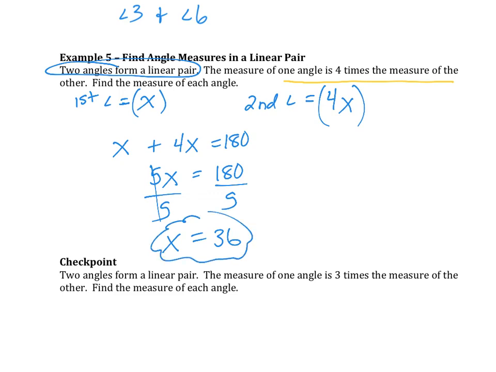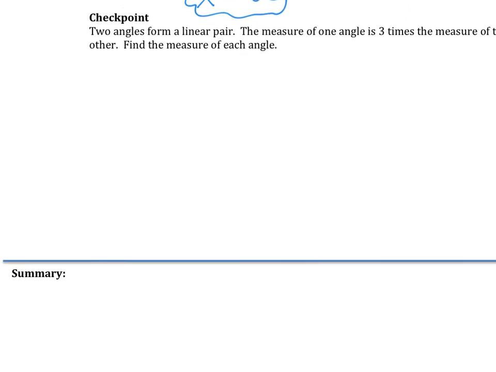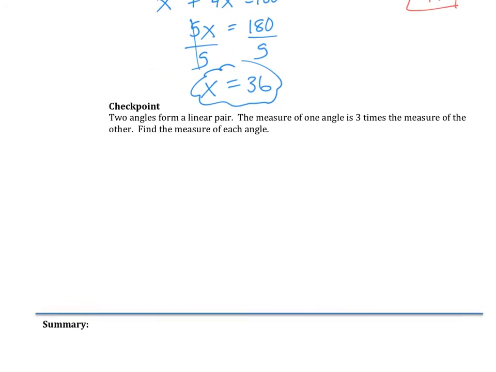So we want to find out how big are the 2 angles. Well, the first angle is x, so the first angle is 36 degrees. The second angle is 4x, so it's 4 times 36 degrees, which is 144 degrees. So the 2 angles are 36 and 144. And I will do the checkpoint just so we can see one more example of this.